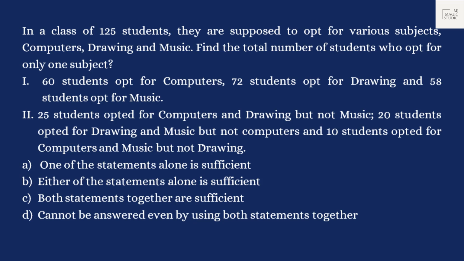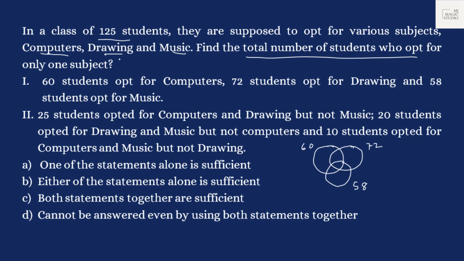Okay, one more based on set theory, and this is again data sufficiency. In a class of 125 students, they are supposed to opt for various subjects like computers, drawing and music. Find the total number of students who opt for only one subject. So we have got 3, and this total is 125. 60 students opt for computers, 72 for drawing, and 58 for music. They are asking about the total number of students who opt for only one subject.